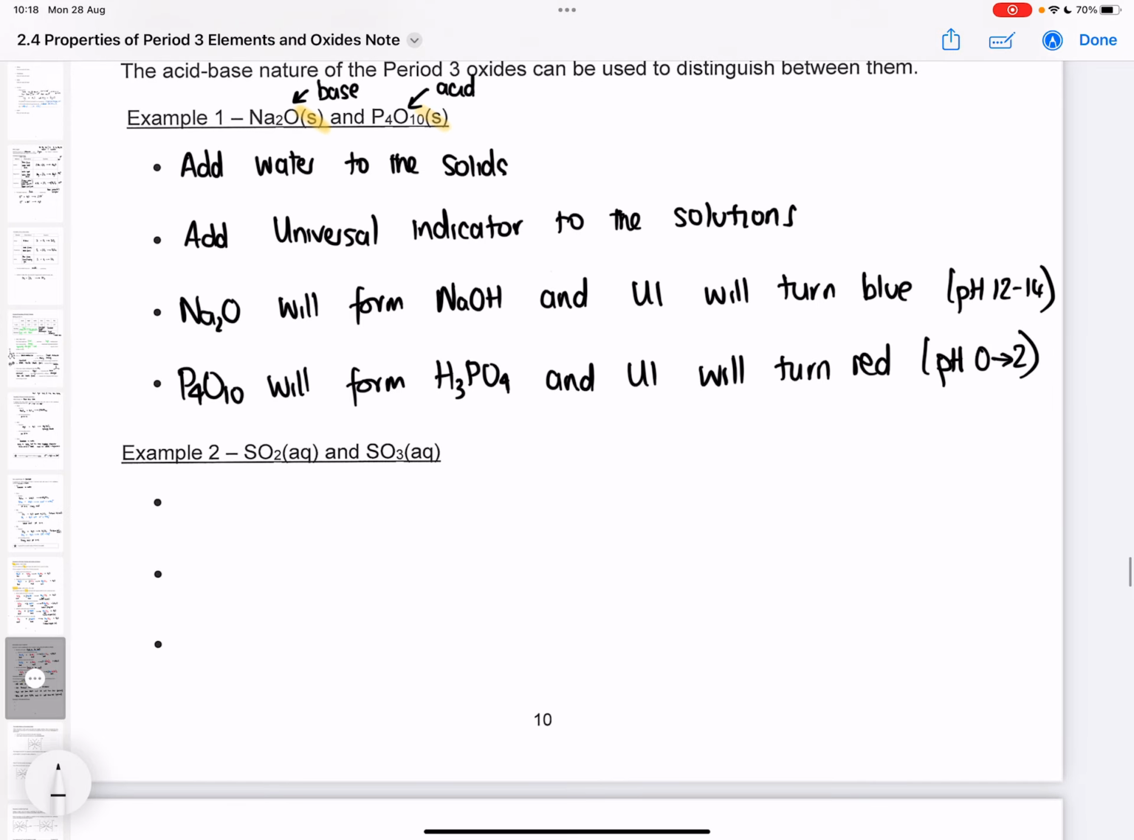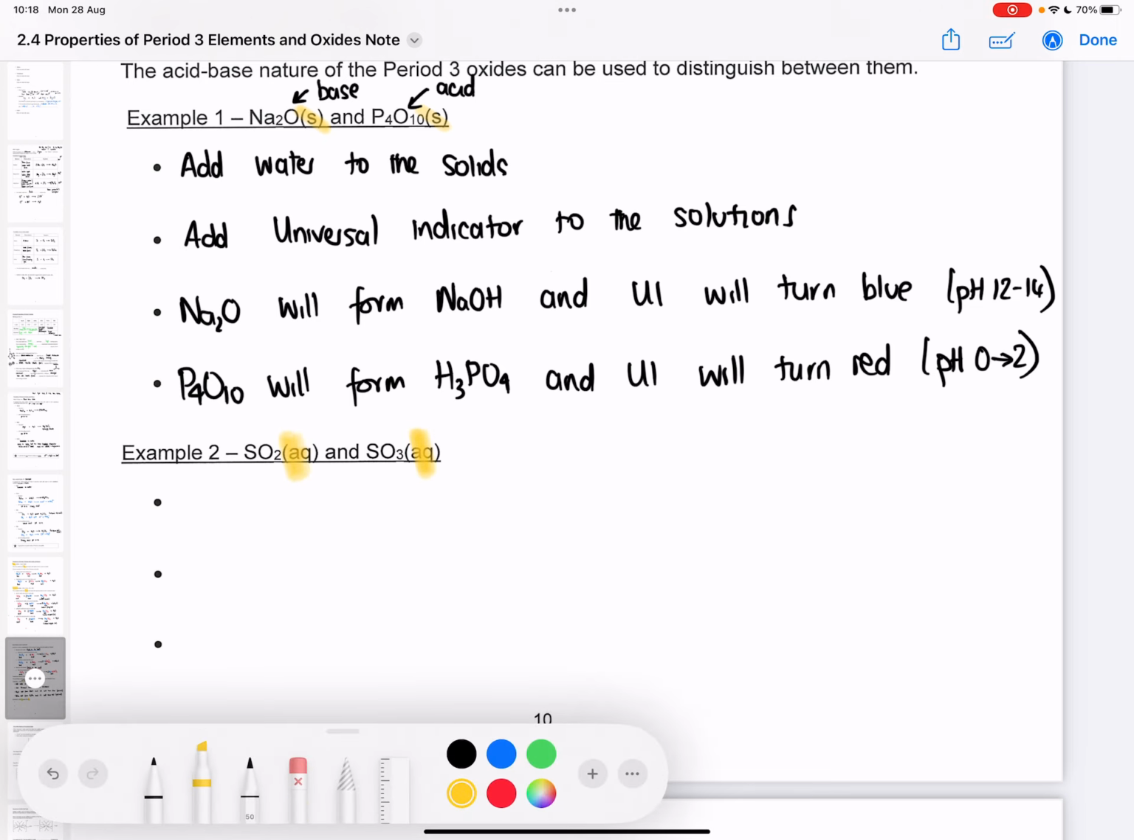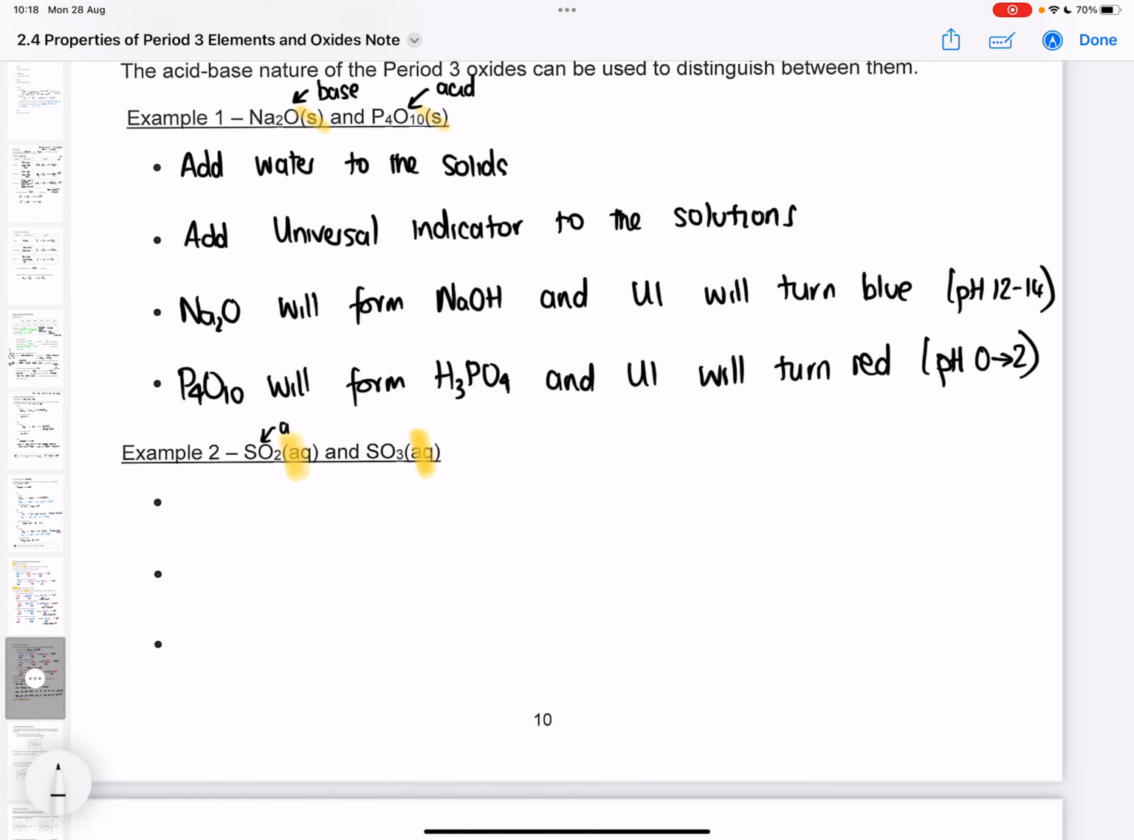Then what about these two, SO2(aq) and SO3(aq)? So these are aqueous already, but these are both acids, yeah? So these were both acids, but what was different about SO2 and SO3? Well, one was strong and one was weak. So we're going to add our universal indicator to the solution. So we don't need that first step because they're already solutions.